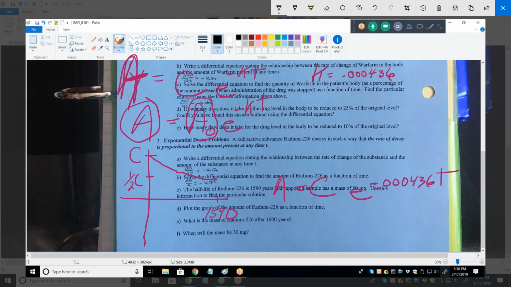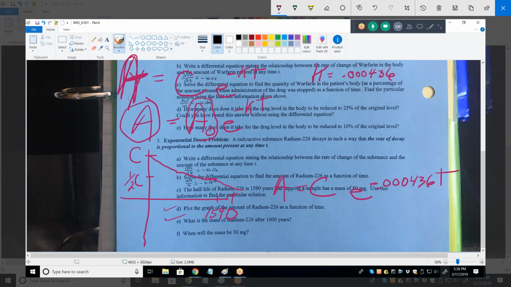So I plotted the graph, and that's a reasonable plot. It would keep on going like this. In other words, it would be an exponential decay. And I don't need to know what C is. All I know is that whatever C is, it goes down by half every 1,590 years. So I've done that. This is time. What's the mass after 1,000 years?